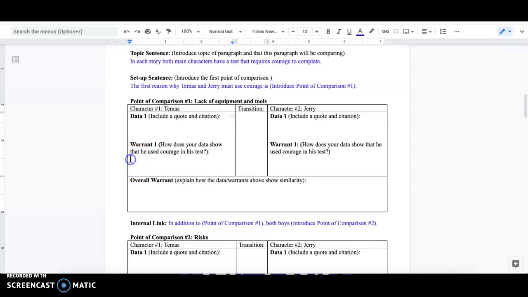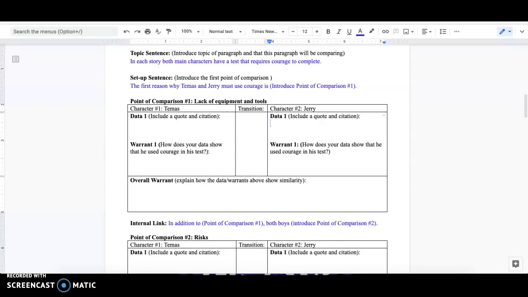So just a sentence or two explaining. Then you'll have a transition, and that goes in the middle here. Just a single word, maybe a little phrase. In addition, similarly, also, building from that, whatever you want to use for a transition word, type it in here. And then you'll do the exact same thing for the Jerry side.